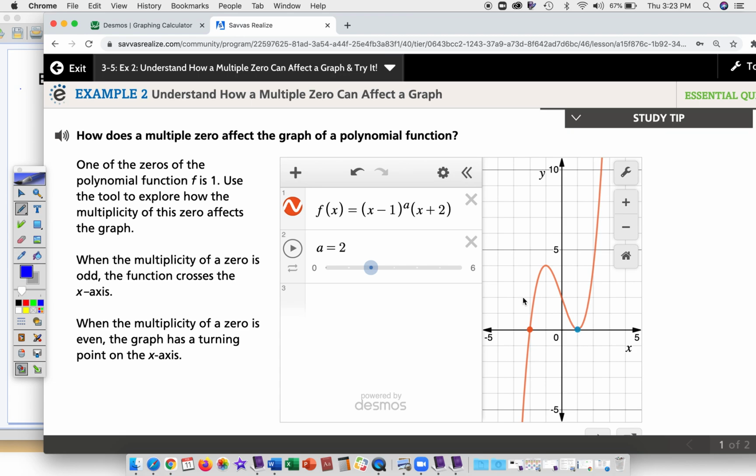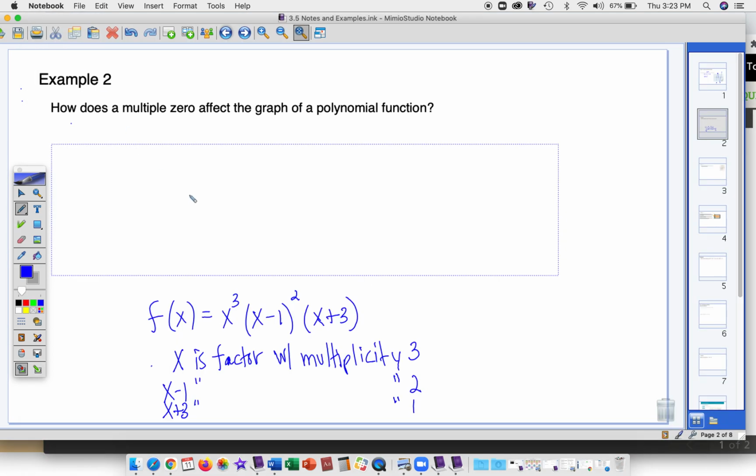When it changes to 2, turning point. 3, cubic curve. 4, turning point. 5, cubic curve. And 6, back to turning point. So do you see the pattern? Let's see if we can put this together.